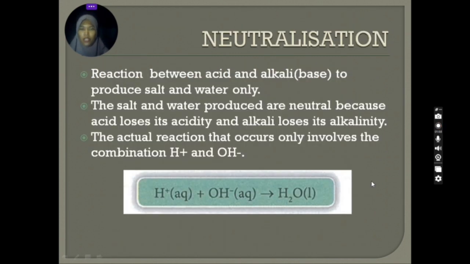Next is neutralization. Neutralization is a reaction between acid and alkali or base to produce salt and water only. For example, hydrochloric acid reacting with sodium hydroxide. The salt and water produced are neutral because acid loses its acidity and alkali loses its alkalinity. So the actual reaction that occurs only involves the combination of hydrogen ion and hydroxide ion. This is the ionic equation.